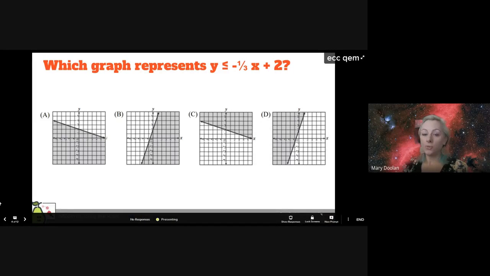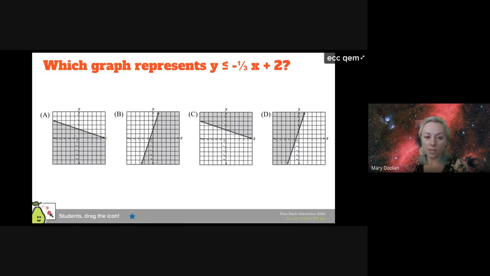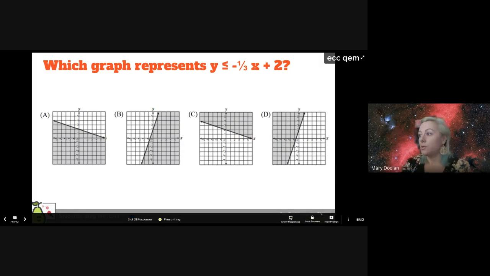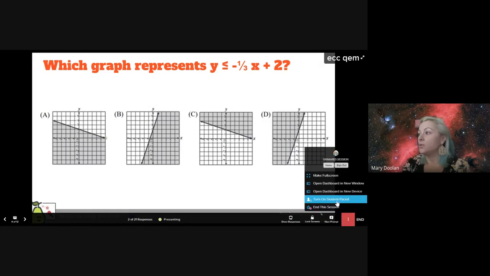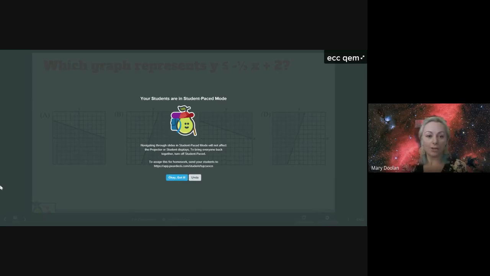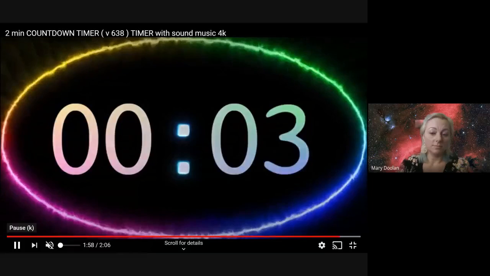All right, so we're going to try one of these problems right now. This is an interactive slide for you. It's a drag the icon slide, and I'm going to give you 2 minutes to do this. It says, which graph represents y is less than or equal to negative 1/3 x plus 2. Okay, I am going to put you on student pace right now just so you can go back and look at what we just looked at about those rules. And you have 2 minutes to do this.